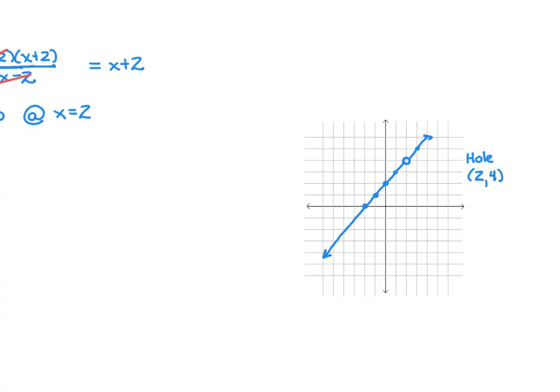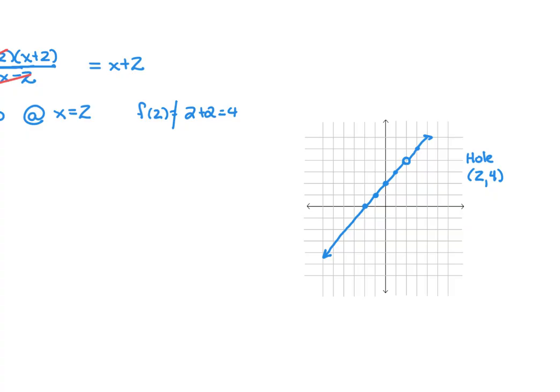How do we get that? You can either look at it on the graph or you can plug 2 into the simplified equation. We get 2 plus 2 is 4. And just a reminder, we cannot equal this. This is a ghost point.